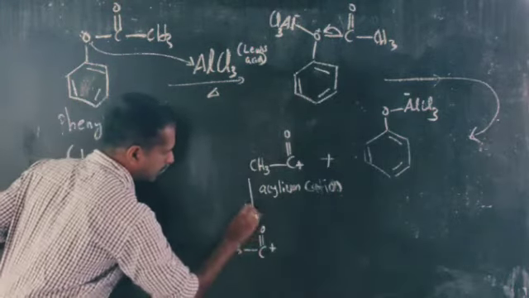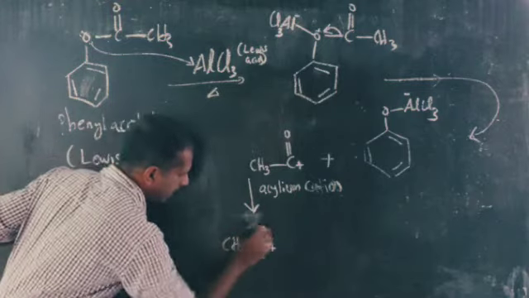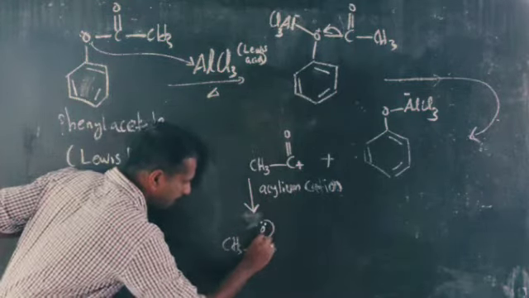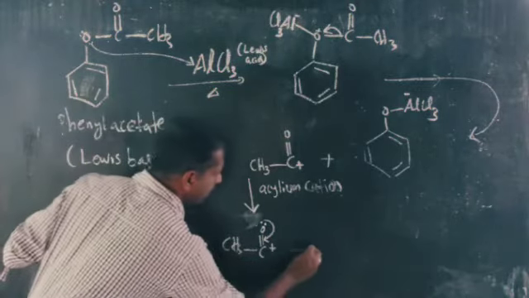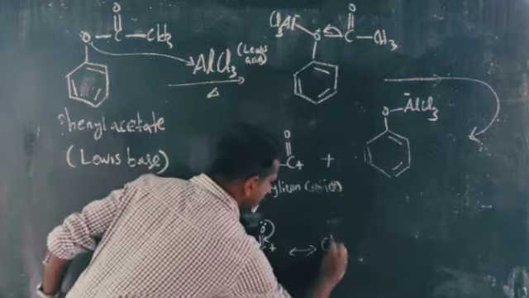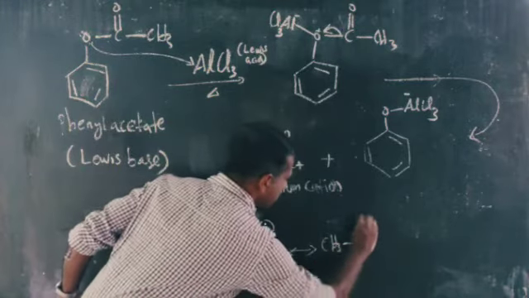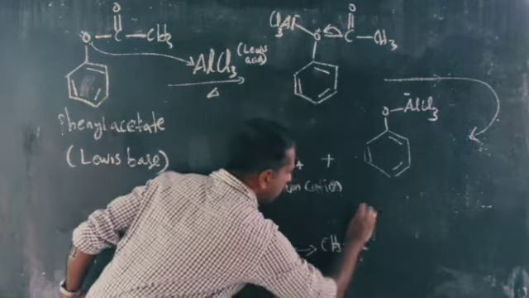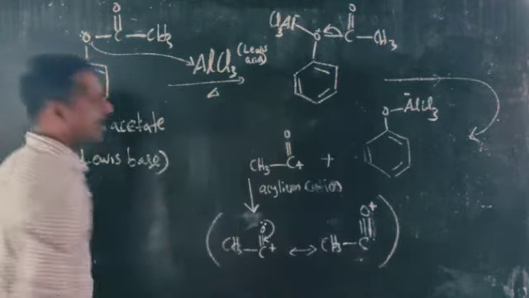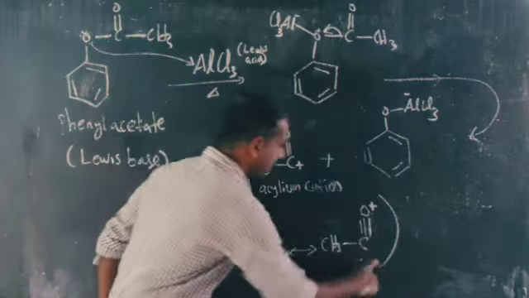How is it resonance stabilizing? Look at it here. This lone pair of electrons on the oxygen atom will be shifted to here. And what will form? You will get another structure like this. It is like this: CH3, C triple bond O with a positive charge. This way, this acylium cation can be stabilized.